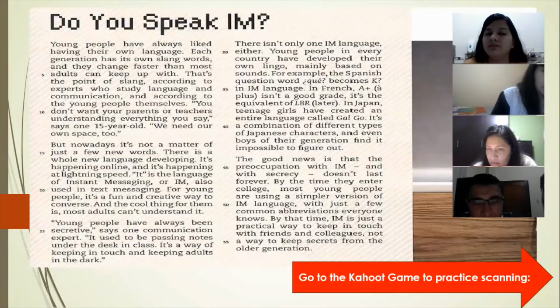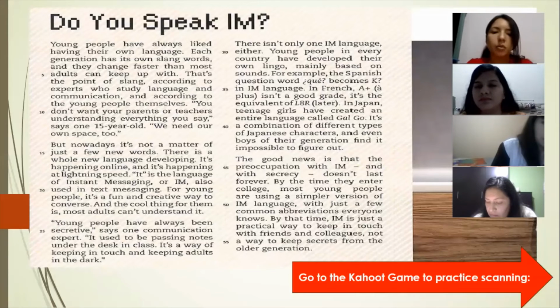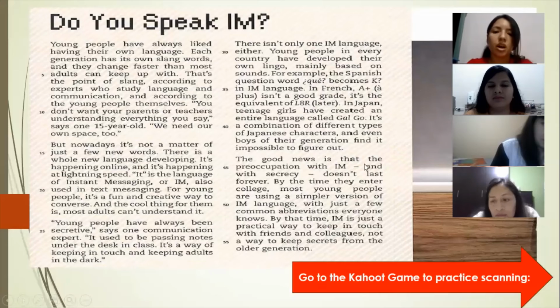The good news is that the preoccupation with IM and with secrecy doesn't last forever. By the time they enter college, most young people are using a simple version of IM language, with just a few common abbreviations everyone knows. By then, IM is just a practical way to keep in touch with friends and colleagues, not a way to keep secrets from the older generation.